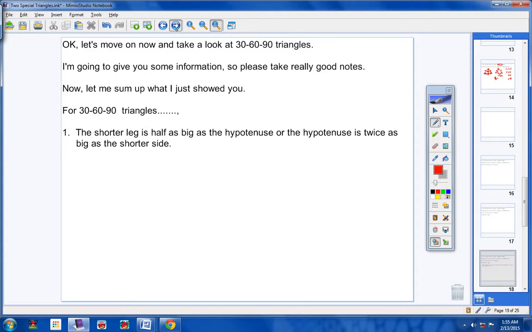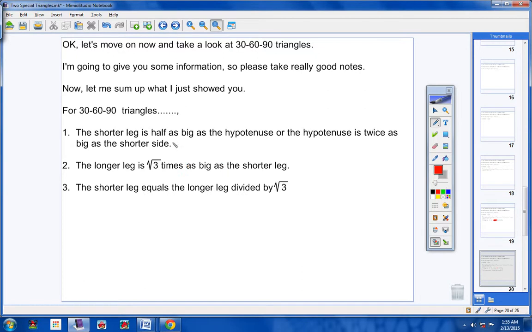Moving on. The longer leg is square root of 3 times as big as the shorter leg. Okay? The longer leg is square root of 3 times the shorter leg. The shorter leg equals the longer leg divided by square root of 3.